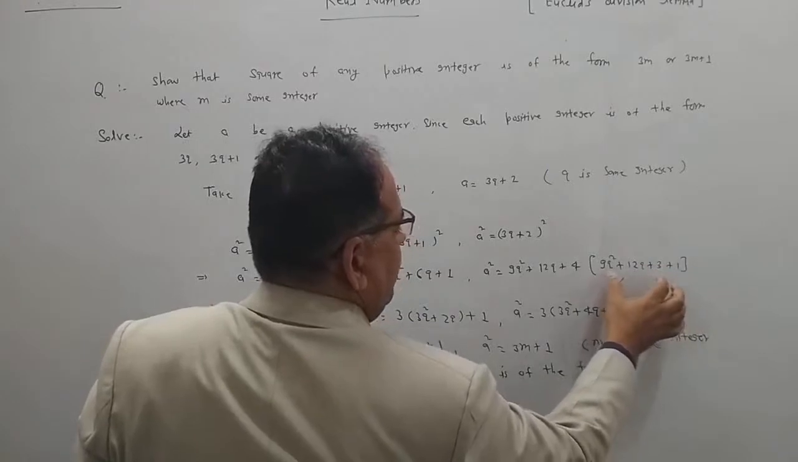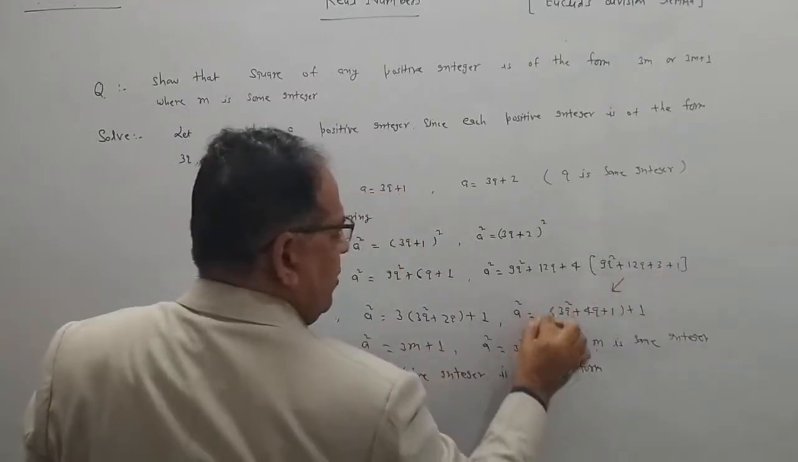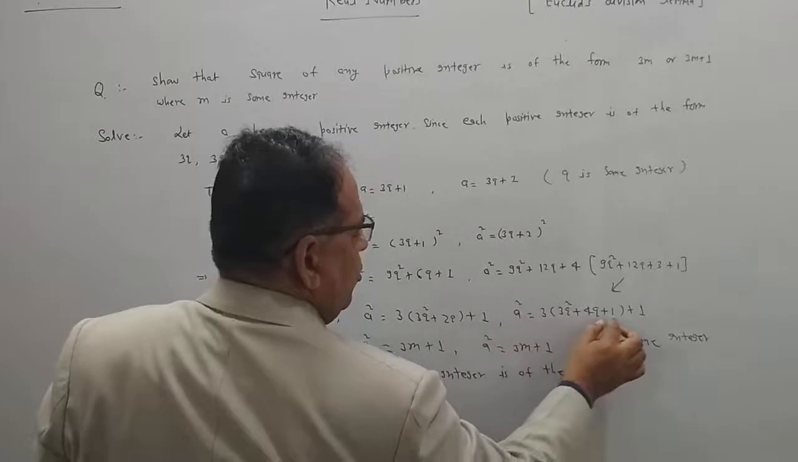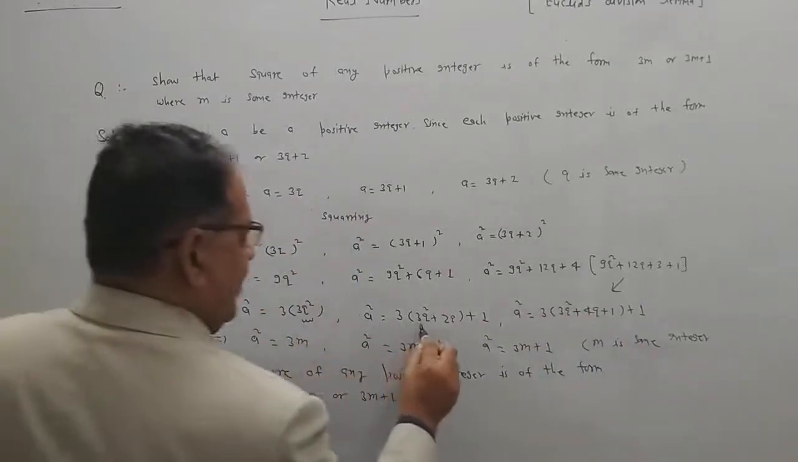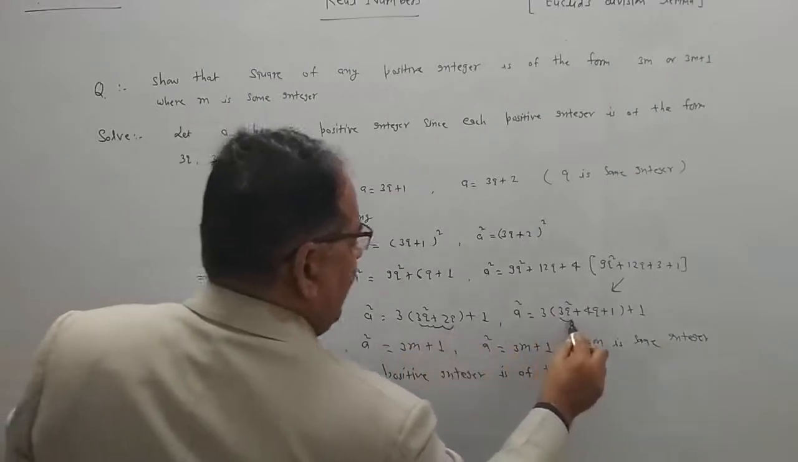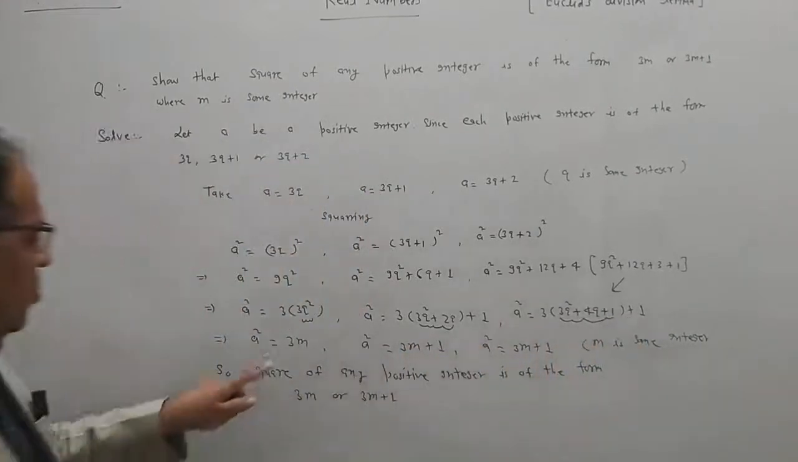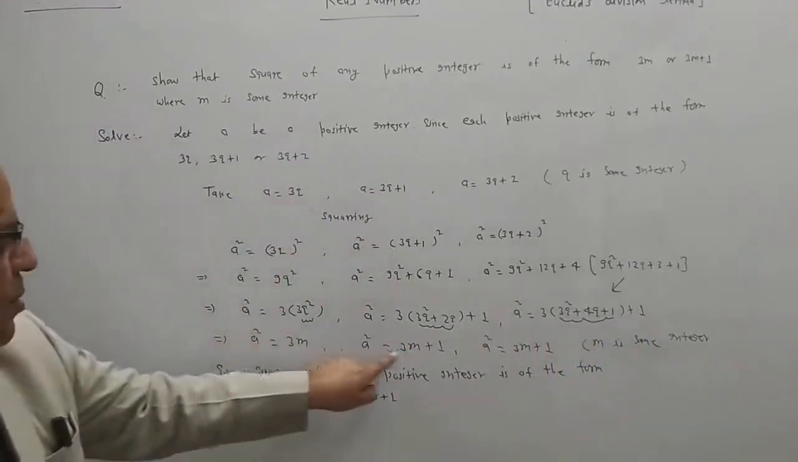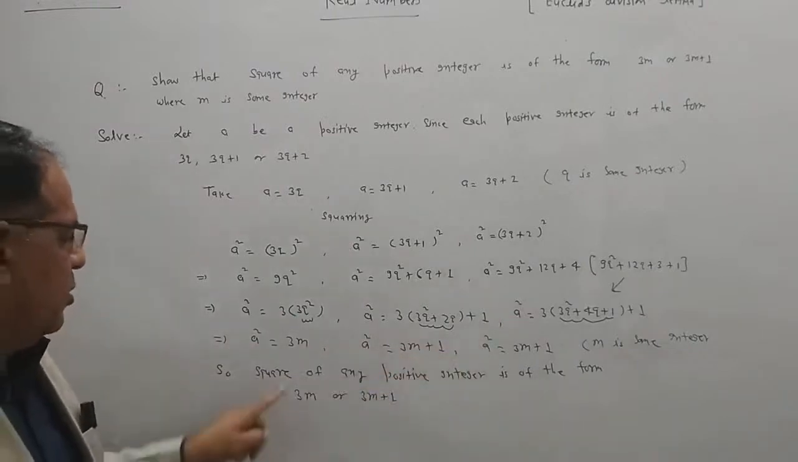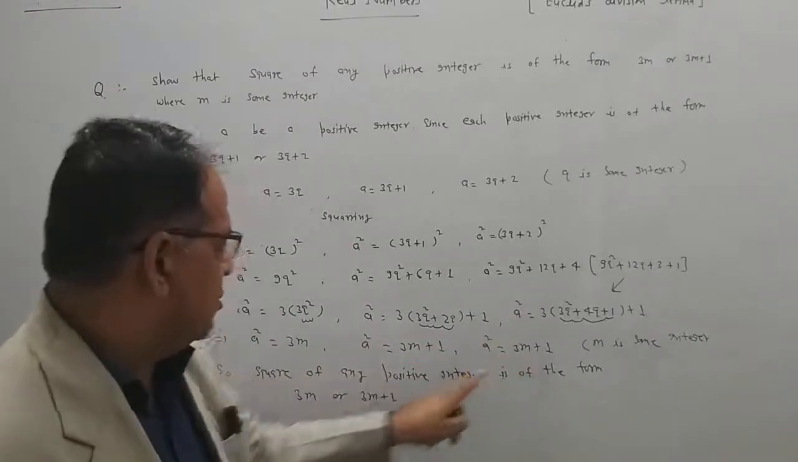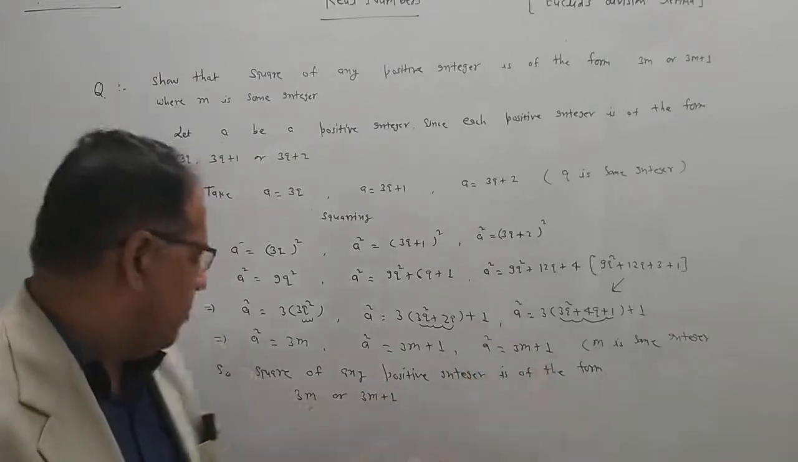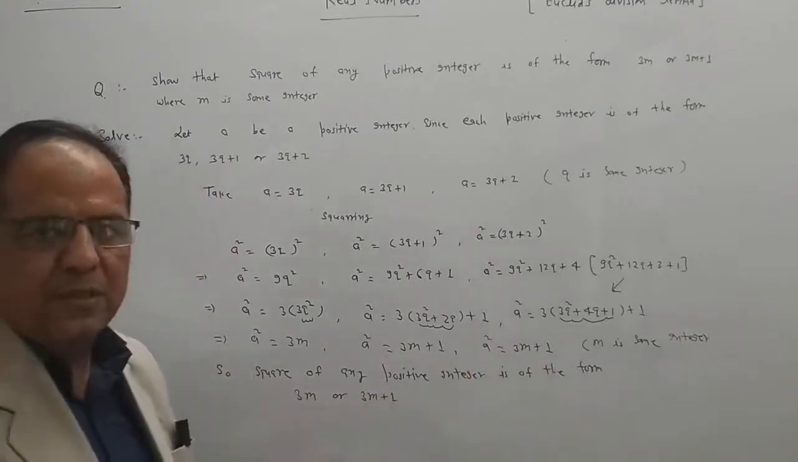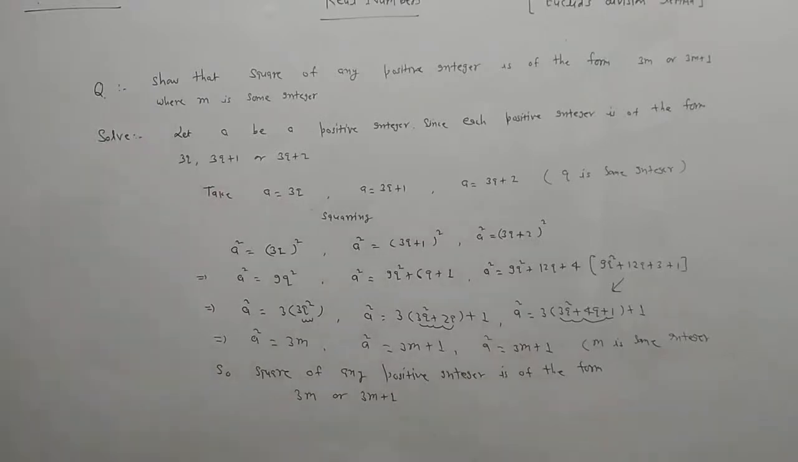So take 3 common from the first 3 terms. So a square equal to 3 times (3q square plus 4q plus 1). We assume these as integers. So a square equal to 3m, 3m plus 1, 3m plus 1. So these two forms are repeating. So we can say that the square of any positive integer is of the form 3m or 3m plus 1. Thank you.